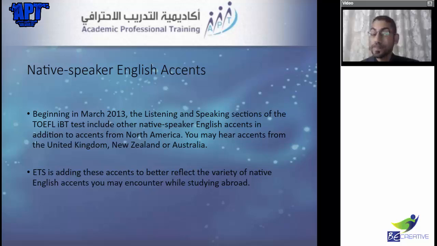Also pay attention to the Spanish accent. The Spanish accent sometimes will have a kind of accent where they don't have the Z. Sometimes they can say "crasy" instead of "crazy" and some other things. So pay attention to this. Beginning in March 2013, they started to add some accents to the lesson, different accents, to tell you that there is a variety of accents when you start studying. Okay.